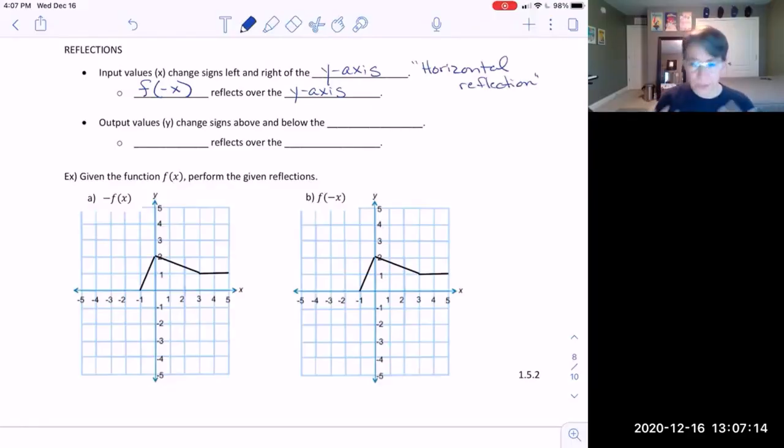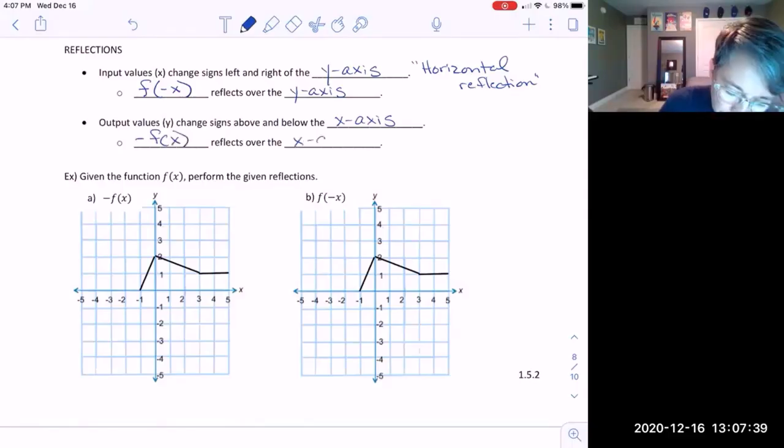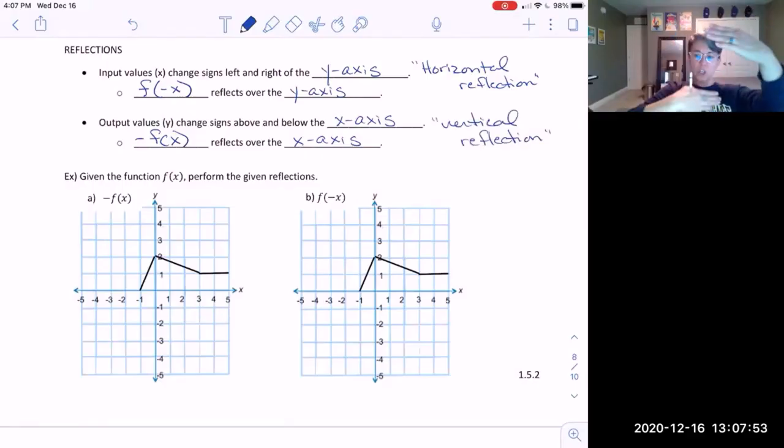Also consider our output values, typically our y's, which change signs above and below the x-axis. They're positive above and negative below. So if you change the sign of the entire output function, say the opposite of f of x, then it will reflect over the x-axis. And sometimes this is called a vertical reflection, because the graph of the picture will flip over the x-axis, or reflect up and down.